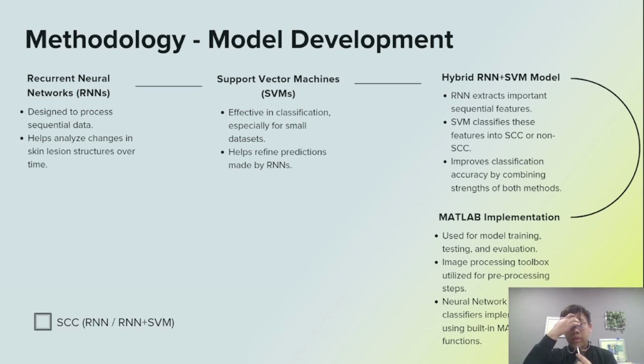After RNN and SVM, there is also a hybrid RNN plus SVM model, where the RNN extracts important sequential features, and then the SVM classifies these features into SCC or non-SCC, which is squamous cell carcinoma or non-squamous cell carcinoma. This improves classification accuracy by combining the strengths of both methods.